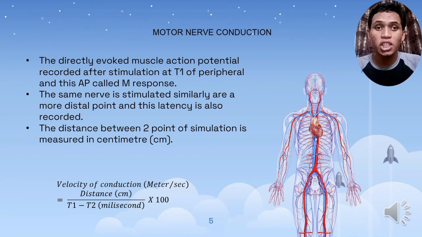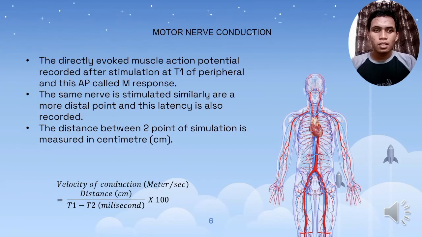Lastly is motor nerve conduction. The directly evoked muscle action potential is recorded after stimulation at T1 of the peripheral nerve, and this AP is called the M response. The same nerve is stimulated similarly at a more distant point, and this latency is also recorded. The distance between the 2 points of stimulation is measured in centimeters. The formula below shows the velocity of conduction in meters per second equals distance divided by T1 minus T2, multiplied by 100.